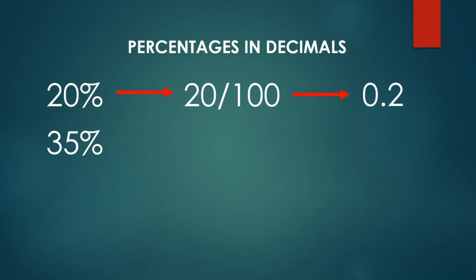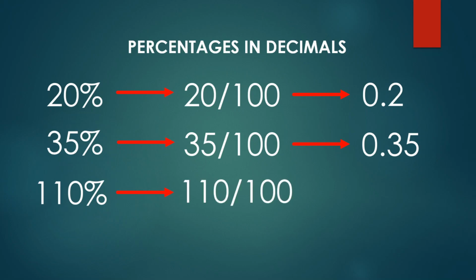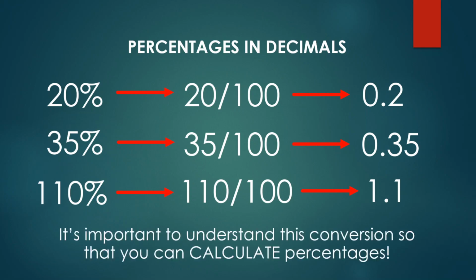Same with if we have 35%. That's saying 35 out of 100, and when we calculate 35 divided by 100, we get 0.35. We can also do this with percentages that are over 100. Say we have 110%. This is like saying 110 out of 100. So it's going to be a number that's over one whole. When we do that division, we get 1.1. It's good to understand how to convert percentages to decimals because it can be used when doing calculations involving percentages.